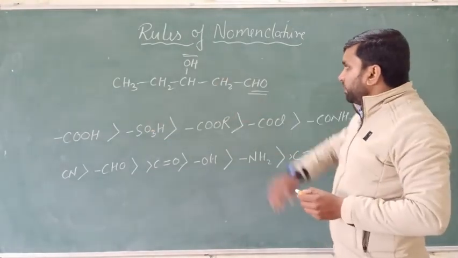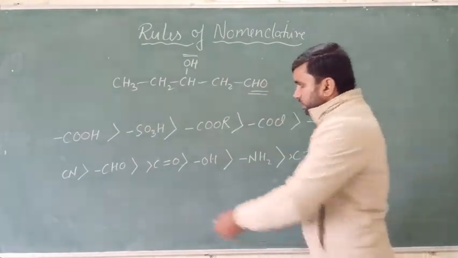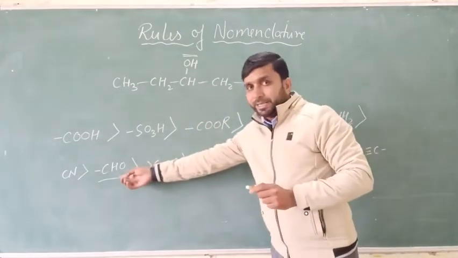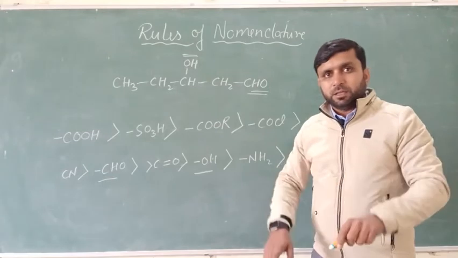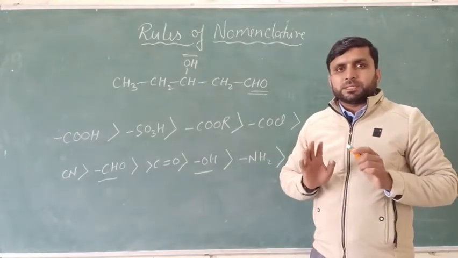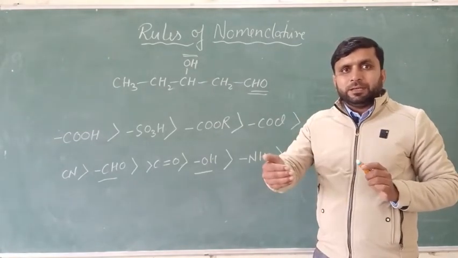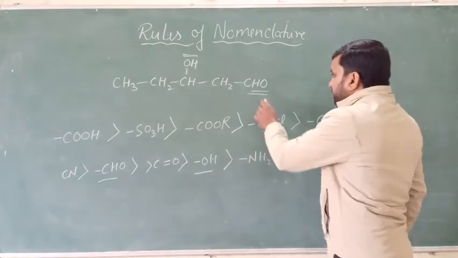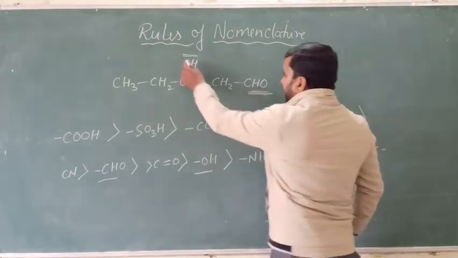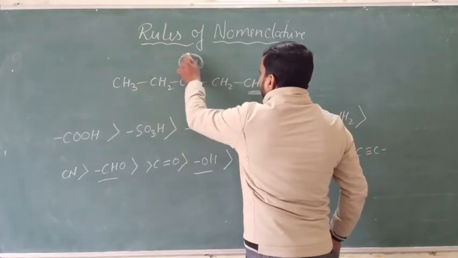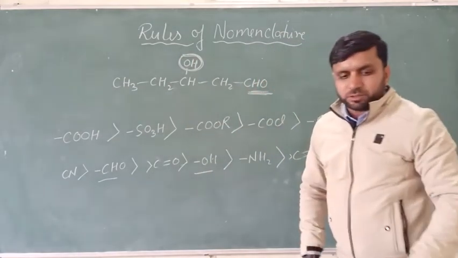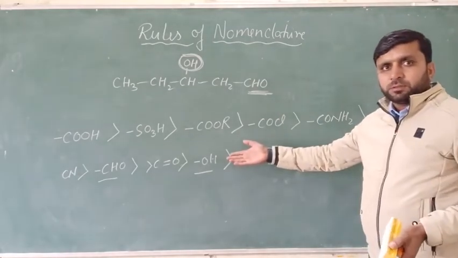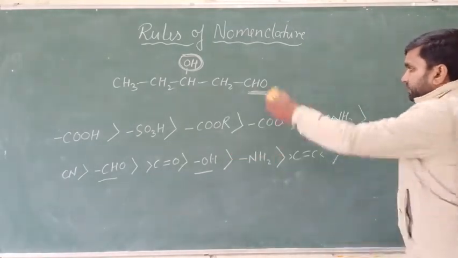Now, if you consider this compound, CHO, the aldehyde group, and the alcoholic group. The aldehydic group is superior to the alcoholic one. Means in the priority order, aldehyde has a higher position as compared to alcohol. So this will be considered the main functional group and OH will be considered a branch. Okay, write this down and I will explain it.